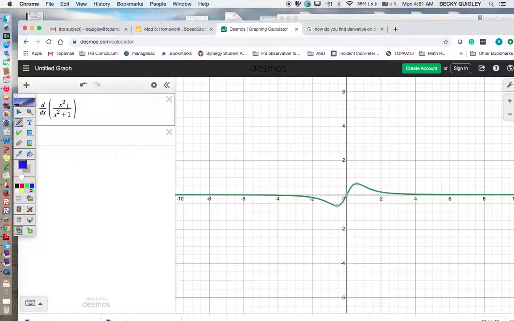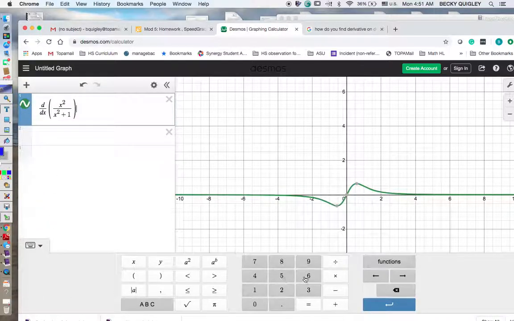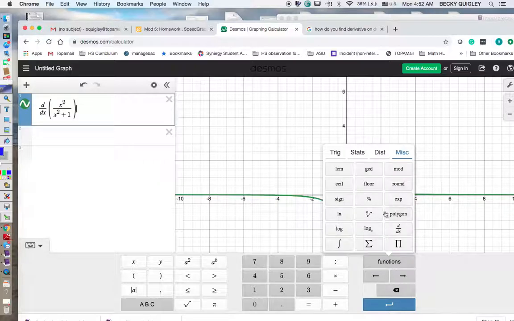Okay, so I've started by plugging in ddx. To do that, you see this keyboard here? Pull that up, go to Functions, Miscellaneous, and choose ddx. And then I put the function itself in parentheses. What this does is it graphs the derivative of x squared over x squared plus 1.